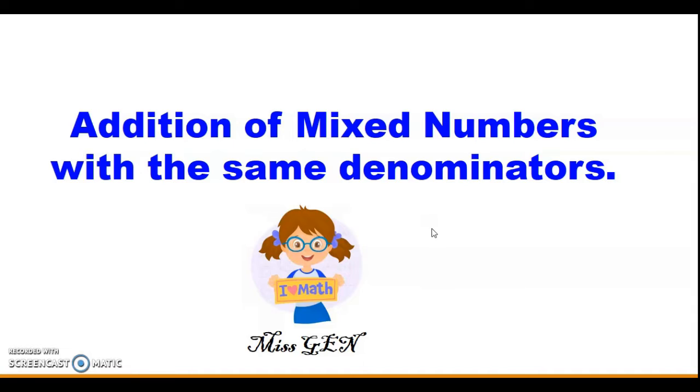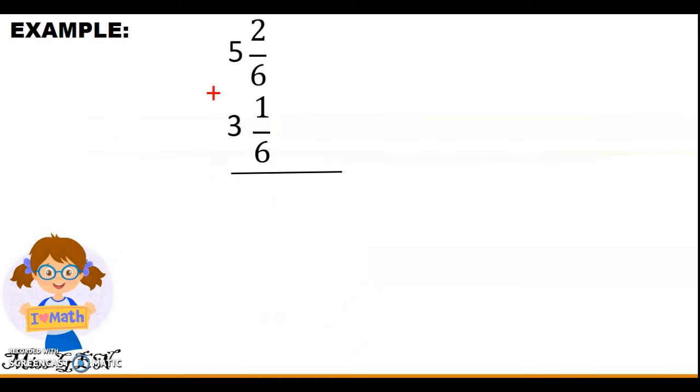For today's video, we will learn how to add mixed numbers with the same denominators. Let's try to answer our example. We have 5 and 2 over 6 plus 3 and 1 over 6. I am using a stack form here because it is organized and easy. As you can see, our whole numbers here are aligned and our fractions are also aligned.